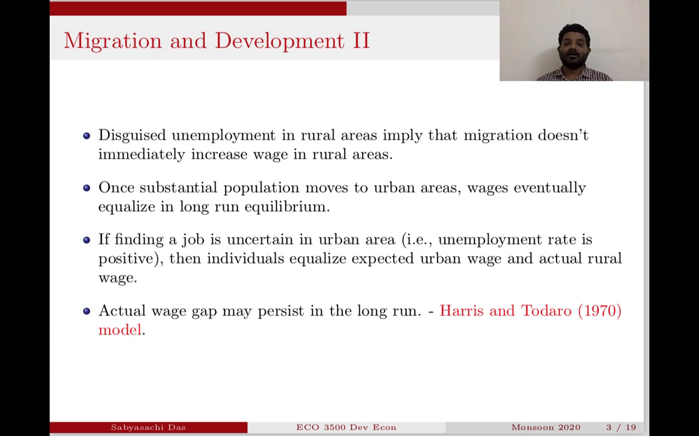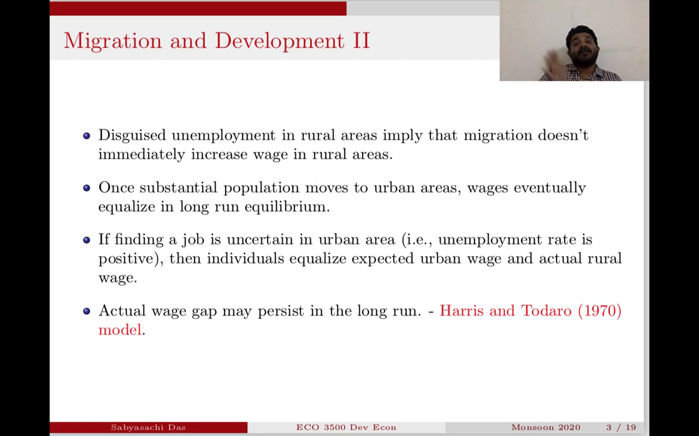There is another model by Harris and Todaro that they proposed in 1970, where they say that the actual wage gap may persist in the long run if finding a job is uncertain in the urban area. Meaning that it need not always be true that the moment you land up in the urban area, you will find productive employment. Even though labor is relatively scarce in the urban area, there could still be a positive unemployment rate there, that people are not able to find the right kind of job. And so even though they're living in the urban area, there is a likelihood that they might be unemployed.